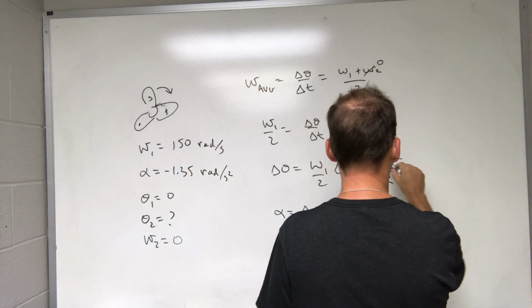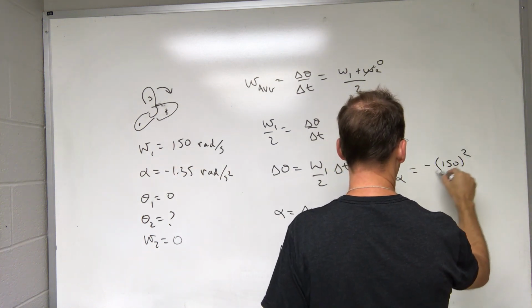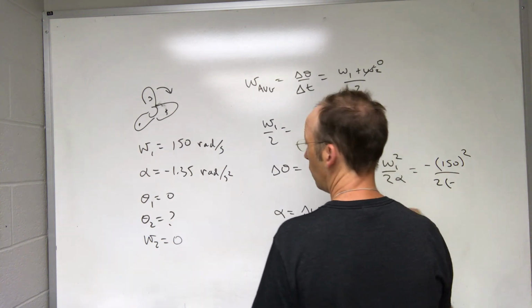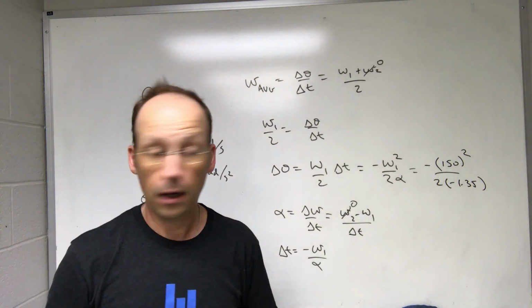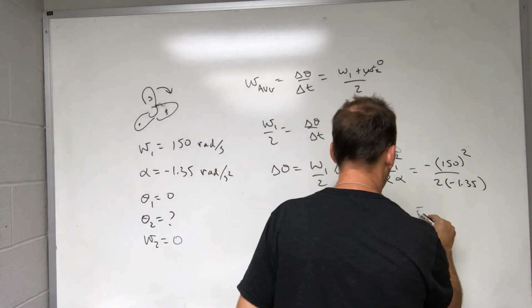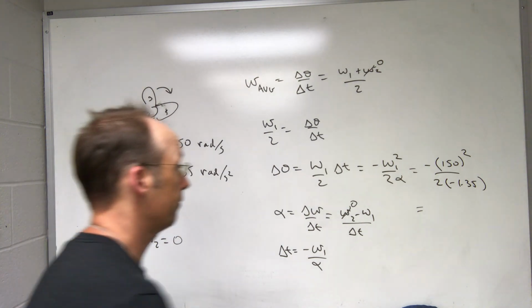And we just need to put in our numbers. So let's say my negative 150 squared over 2 times negative 1.35. And the negatives cancel, so I get a positive angle there. And that's going to be equal to, let me put that in my calculator. I should have had this prepared, but I didn't. I get 8,333 radians.